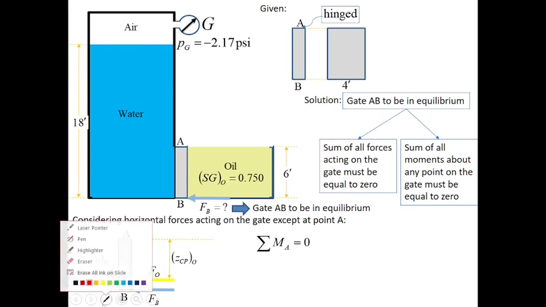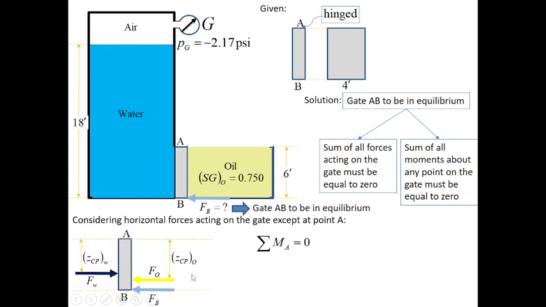Alright, so we now proceed. Another consideration: since this is the force FB and we are to take moment at A, we need to find the vertical distance from A to B. And that vertical distance is 6 feet as indicated in the problem. Since this is oil, it is the same as the height of the gate, which is 6 feet.